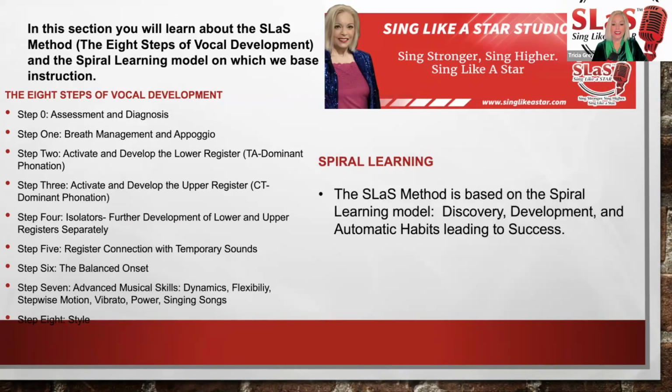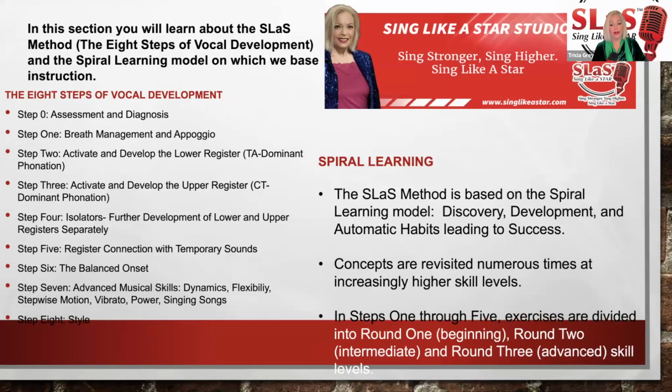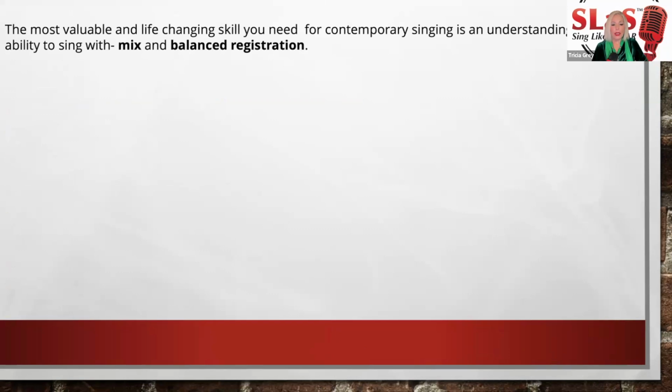Spiral learning. The SLAS method is based on the spiral learning model: discovery, development, and automatic habits leading to success. Concepts are revisited numerous times at increasingly higher skill levels. In steps 1 through 5, exercises are divided into round 1, beginning, round 2, intermediate, and round 3, advanced skill levels.